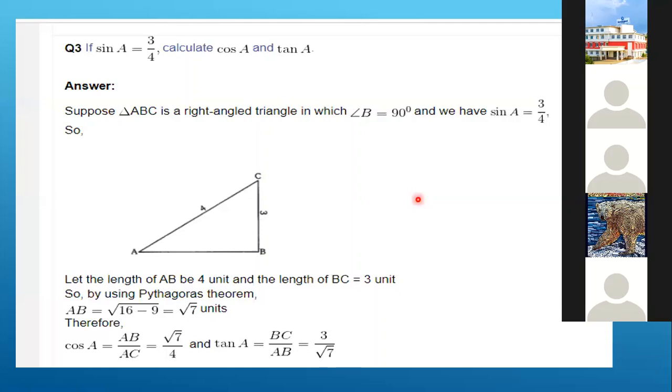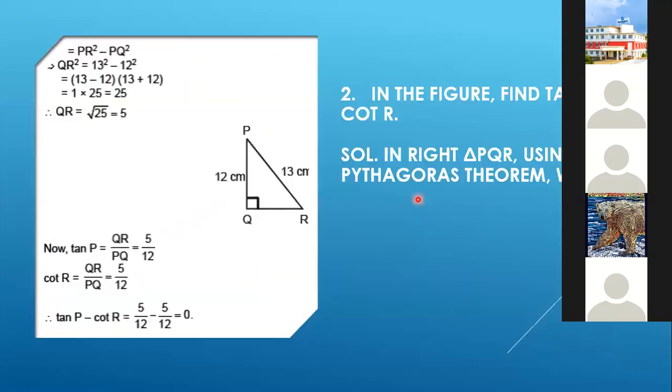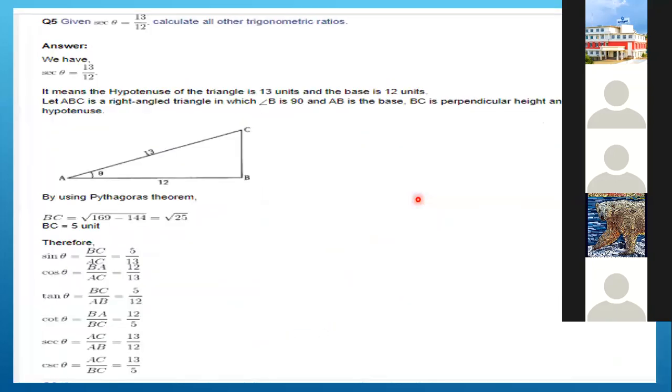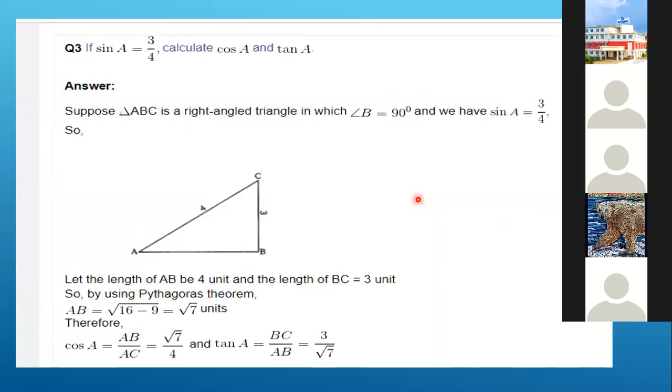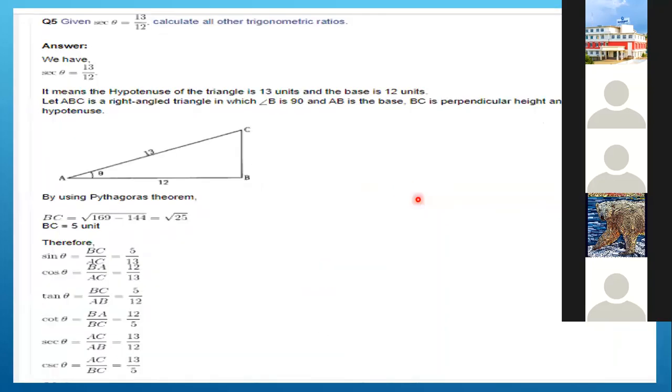I think I've taken the 5th question. Oh, question number 4. Take question number 4 as homework, children. 15 cot A is equal to 8, they gave. Cot A, you take it as 8 by 15. So find sin A and secant A. Question number 4 is for homework.